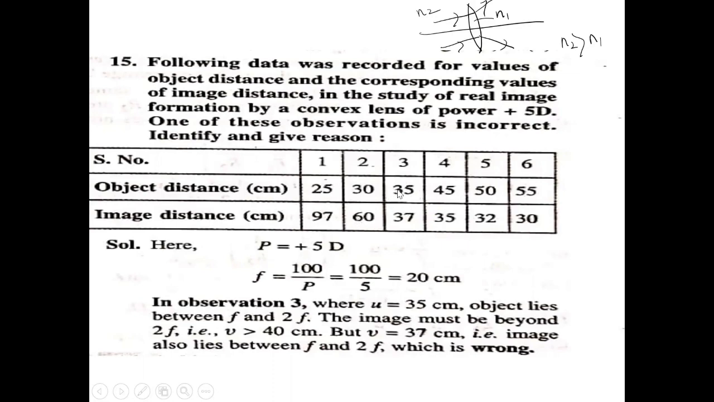This one is also between f and 2f. Is this correct? Its value is less than 40. So this observation is wrong. All the other observations are beyond 2f, so this observation is wrong.